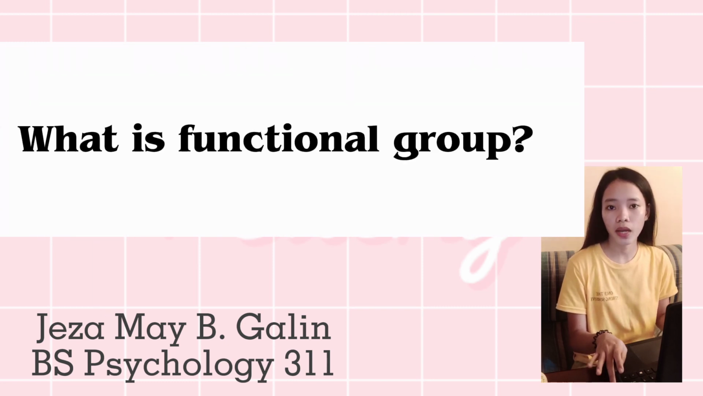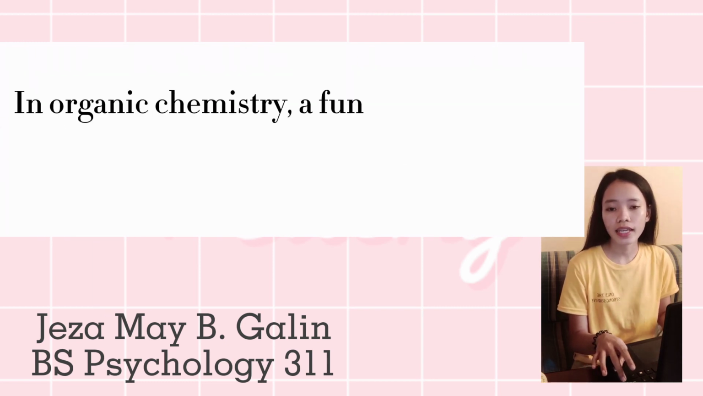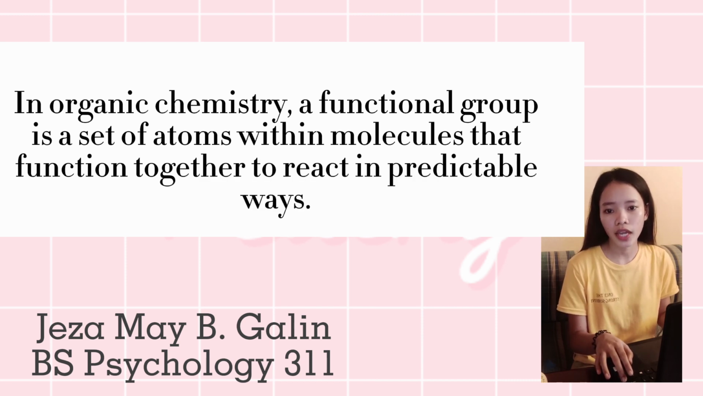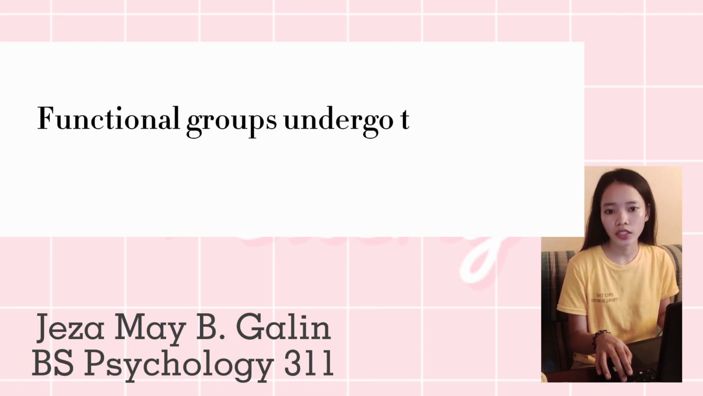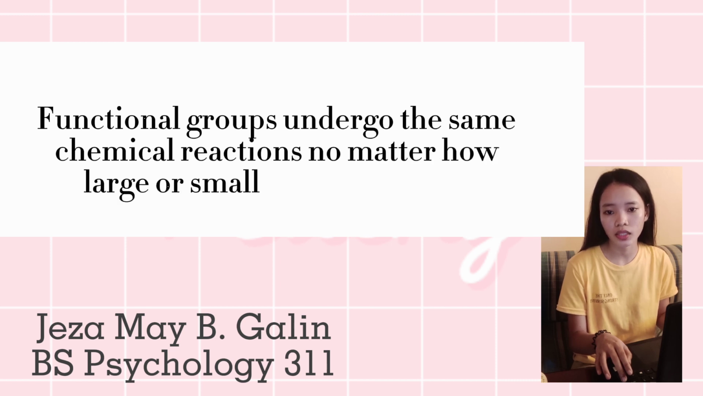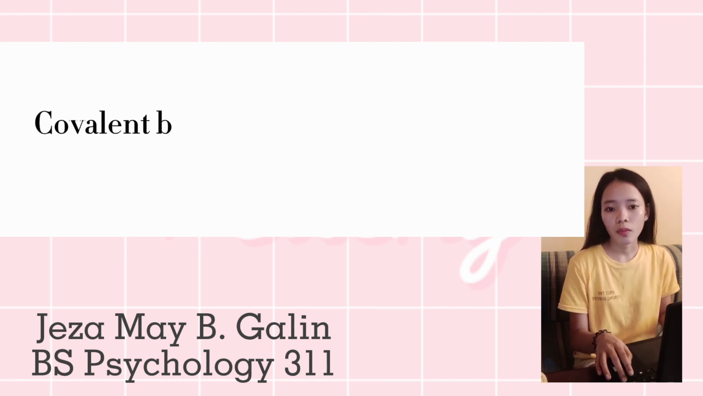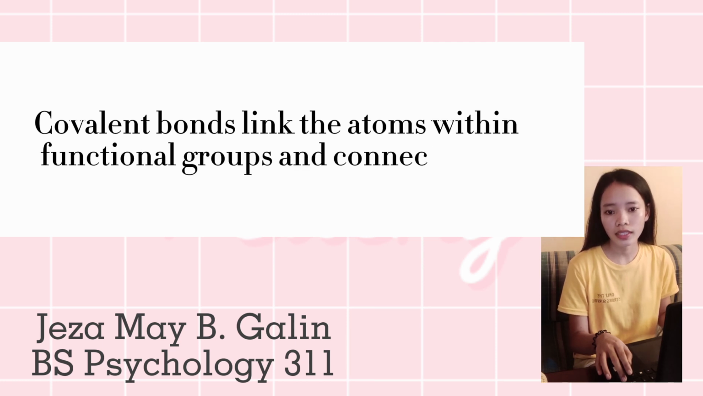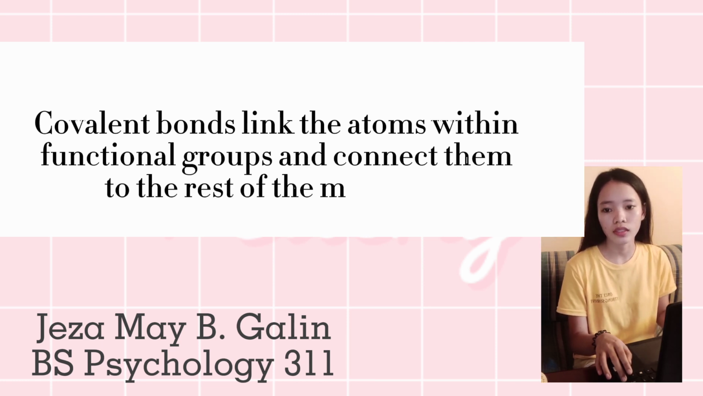So, what is a functional group? In organic chemistry, a functional group is a set of atoms within molecules that function together to react in predictable ways. Functional groups undergo the same chemical reactions no matter how large or small the molecule is. Covalent bonds link the atoms within functional groups and connect them to the rest of the molecule.